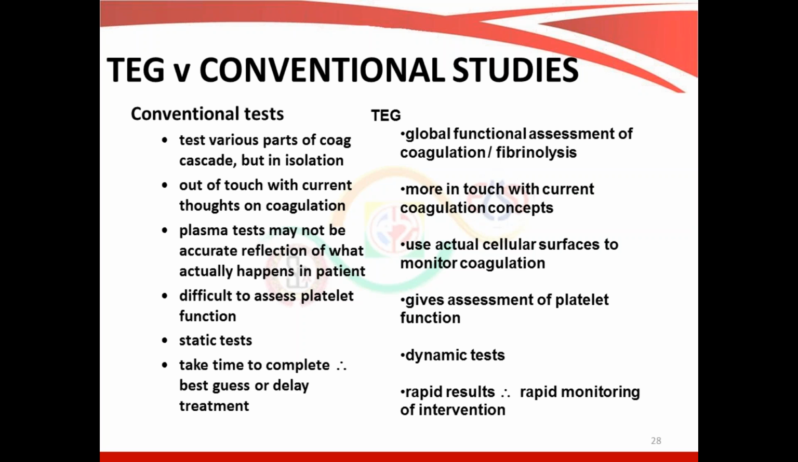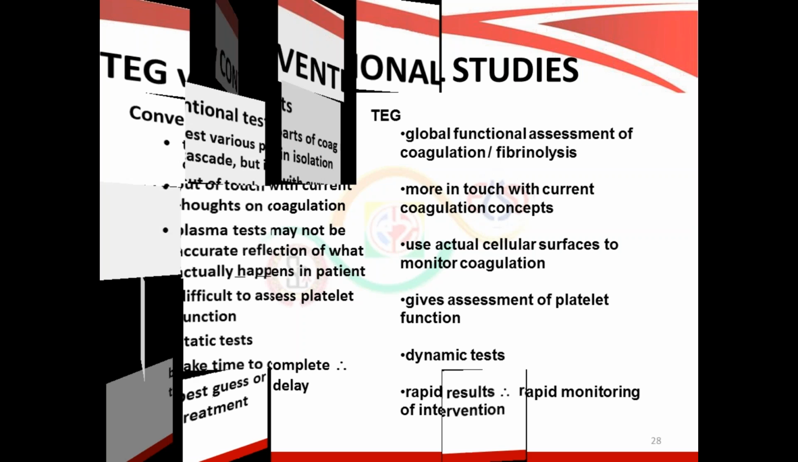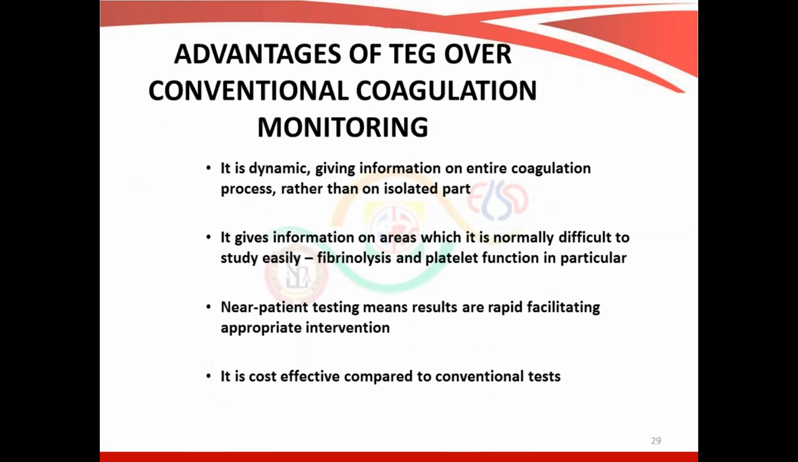They are cost effective. So one may think that TEG, Rotem, Sonoclot are so expensive, my system doesn't have it. But the moment you give more blood products, it becomes just as costly, and because of awaiting those lab reports which take time, you may lose your patient and you may end up spending more on the patient with so much bigger gamut of blood products. So advantages of TEG are many over the conventional ones.